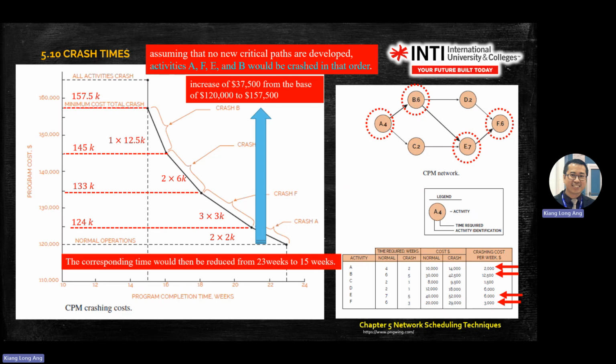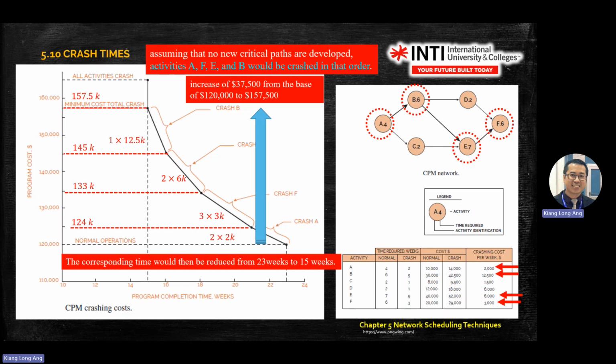Okay, so from here, 1200, you can go up to 157 if your critical members all fail or crash. Your cost can increase 37,000 if the four critical members crash. And the response time would then be reduced from 22 weeks to 15 weeks. So the completion time will reduce from here to here.